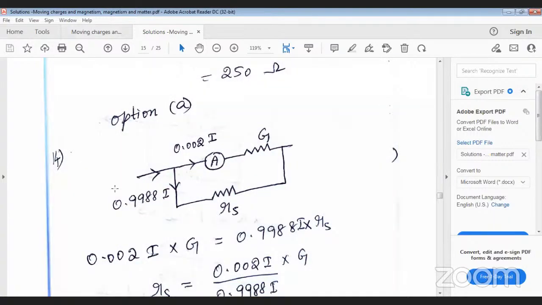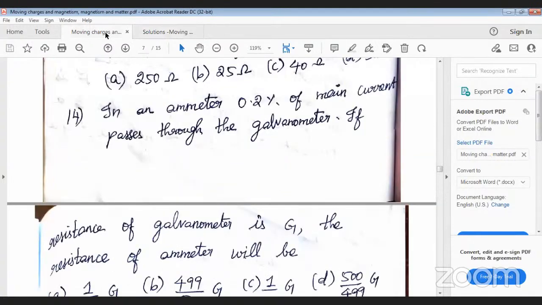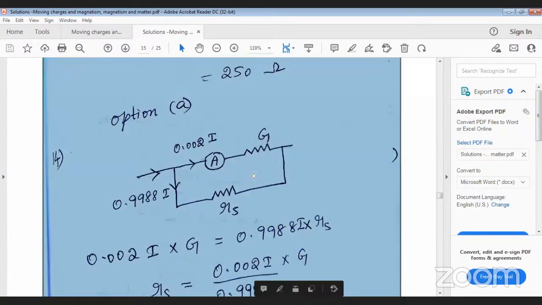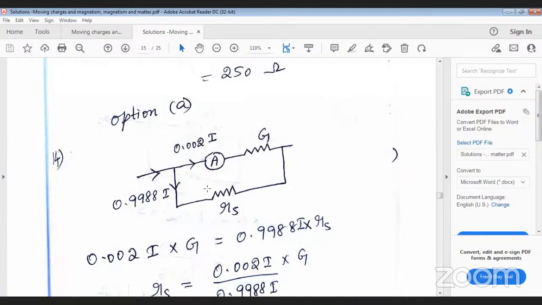How did we arrive at this? Because here 0.2% of the main current passes through the galvanometer. So that is 0.002I passes through the galvanometer. Galvanometer setup is like this. So here 0.2%, this A symbol is actually used to denote it is an ammeter. Okay, you should not get confused. So the entire setup is the ammeter.